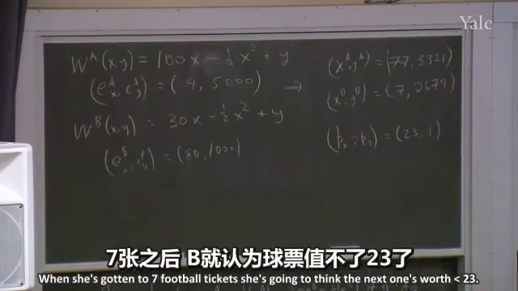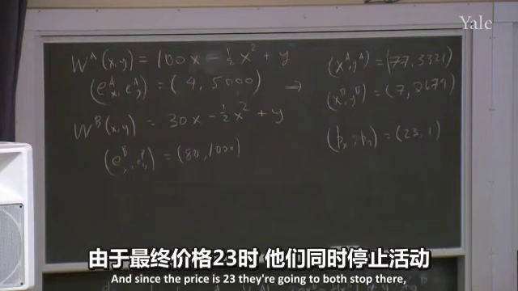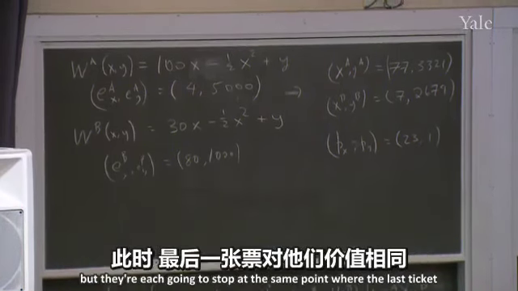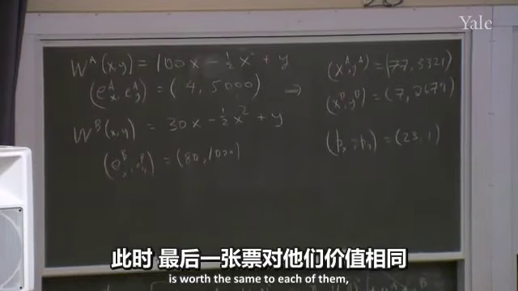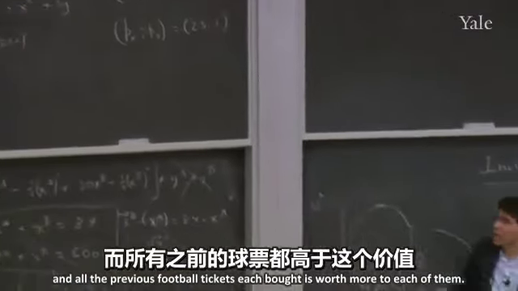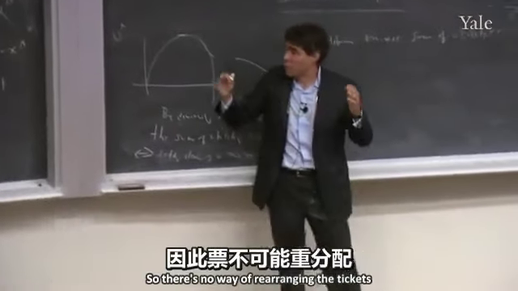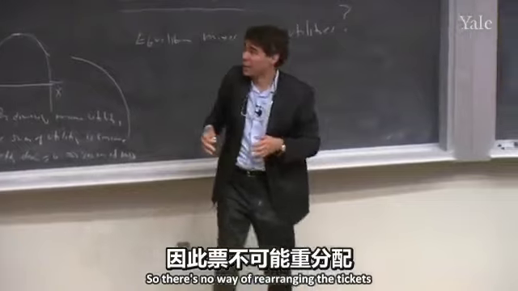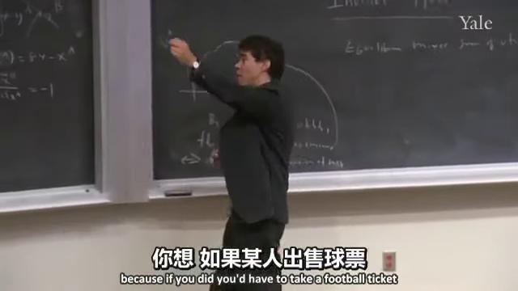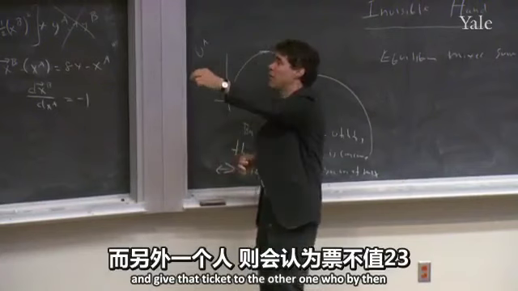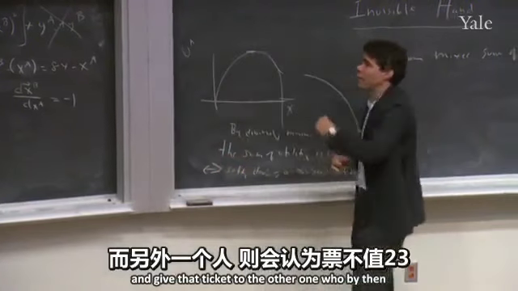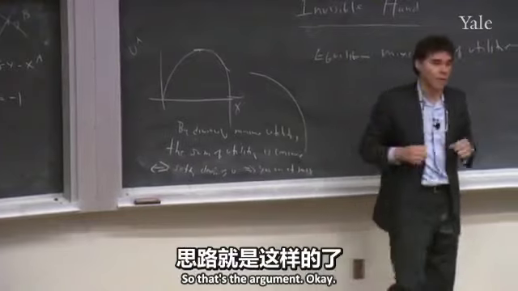When she's gotten to 7 football tickets, she's going to think the next one's worth less than 23. And since the price is 23, they're going to both stop there. So they're each going to stop at the same point where the last ticket is worth the same to each of them, and all the previous football tickets each bought is worth more to each of them. So there's no way of rearranging the tickets, because if you did, you'd have to take a football ticket that was worth more than 23 from one of them and give that ticket to the other one, who by then would think it was worth less than 23. So that's the argument.